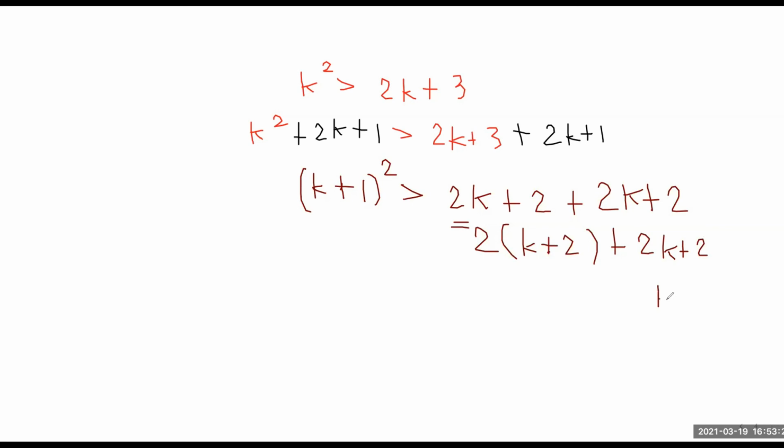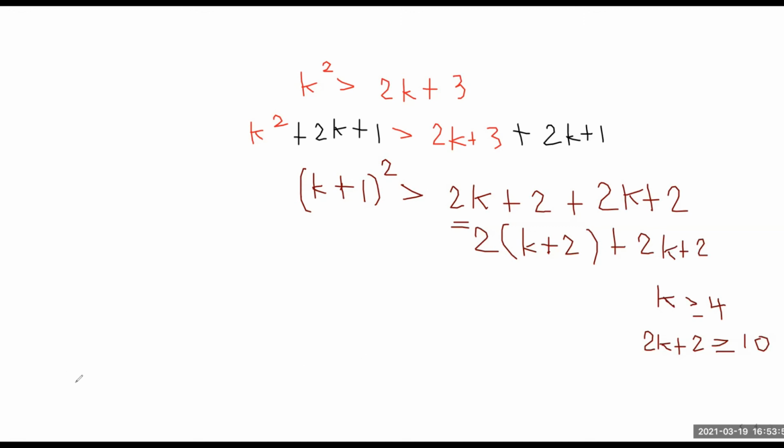Now look at this. Remember, k is greater than or equal to 4. That's what we know. So it is safe to say that 2k plus 2 must be greater than or equal to, 4 times 2 is 8 plus 2 is 10. So this 2k plus 2 must be bigger than or equal to 10.